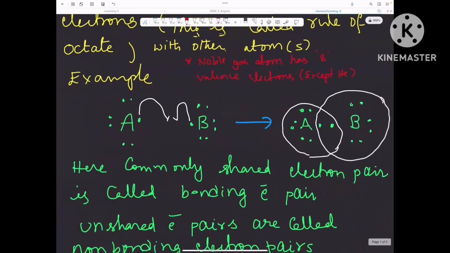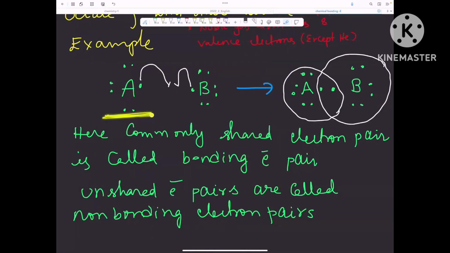Here, I have written the Lewis dot structure of atom A, and how many valence electrons does it have? 1, 2, 3, 4, 5, 6, 7. Atom A has 7 of its own electrons. Atom B has 1, 2, 3, 4, 5, 6, 7. It has 7 valency electrons.